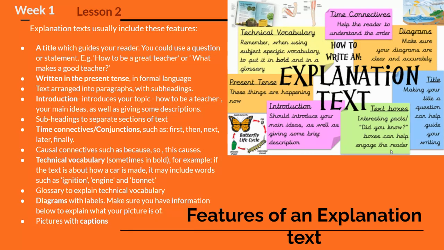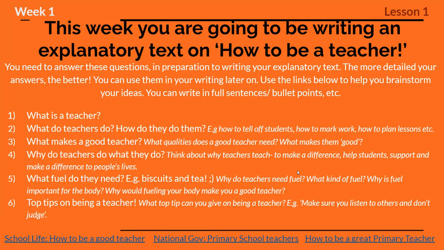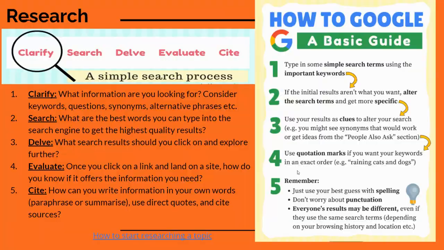Hello and welcome back to week 1 of your explanation text lesson 2. So we know that explanation texts usually include all of these key features. A title which is catchy. The whole piece is written in the present tense in a formal or semi-formal language. The text is always arranged into paragraphs with those subheadings. So we spoke about using these questions that you did yesterday as your subheadings.